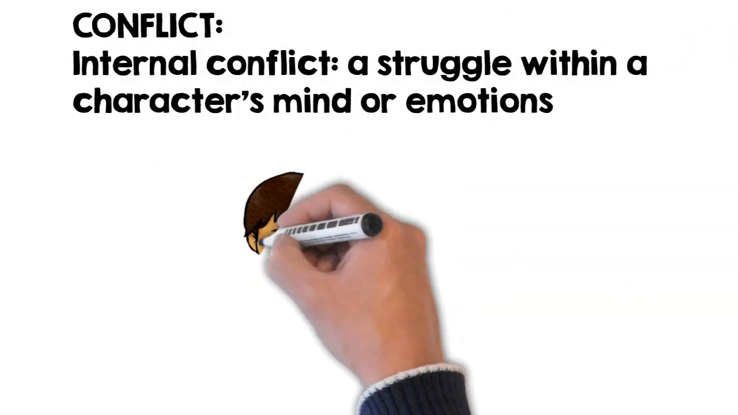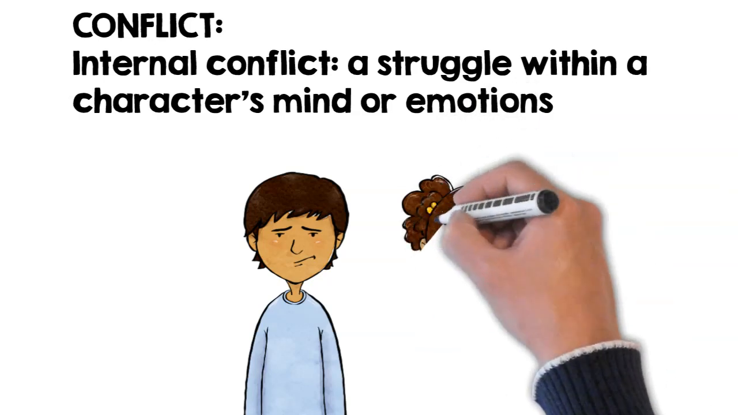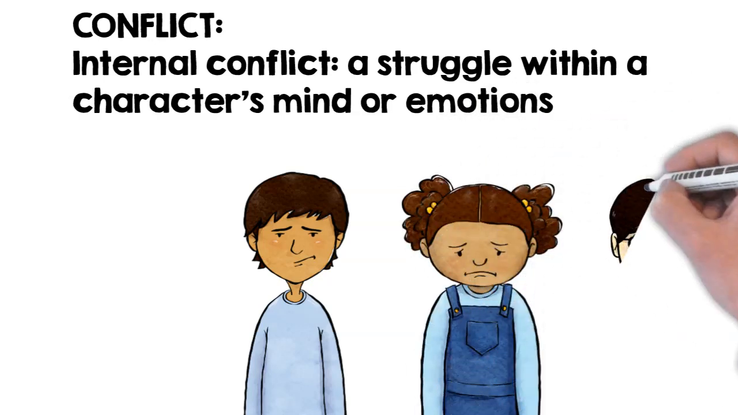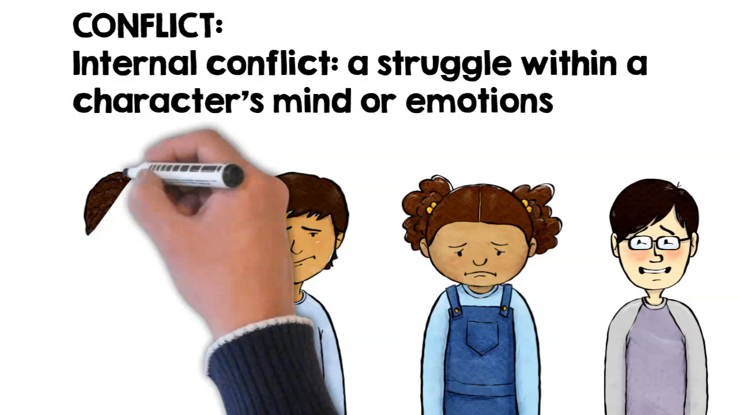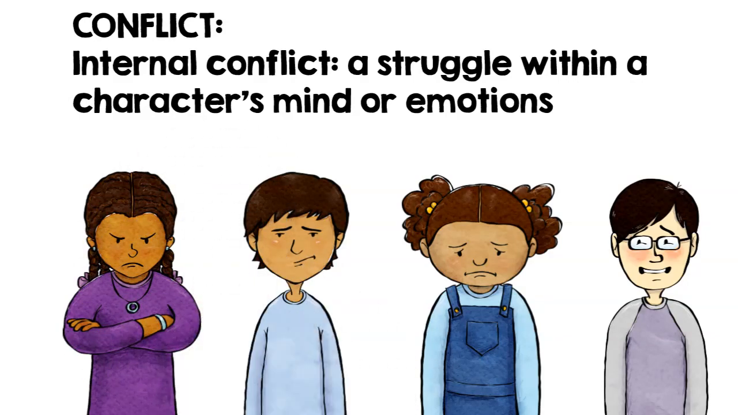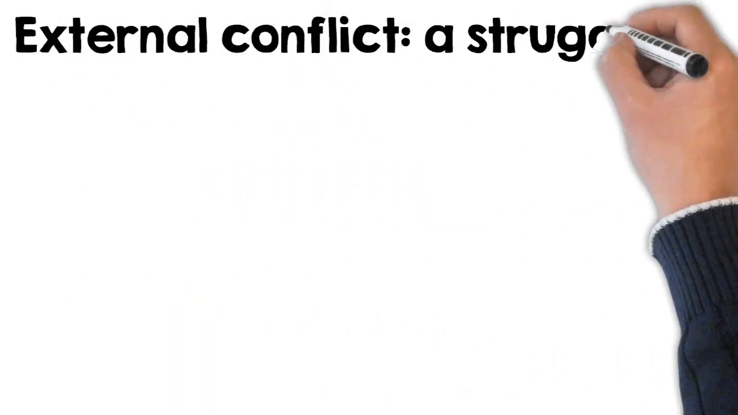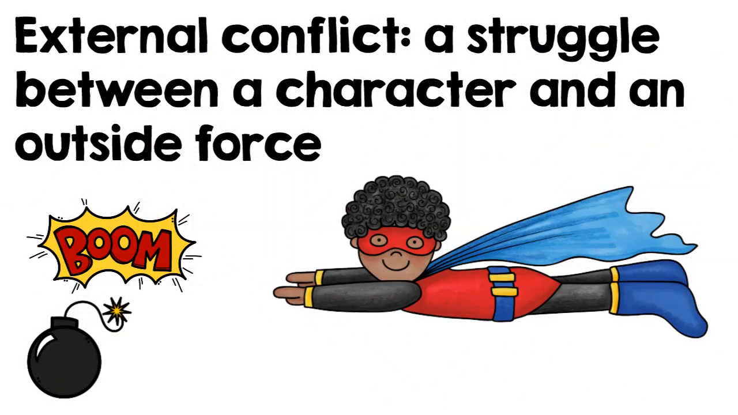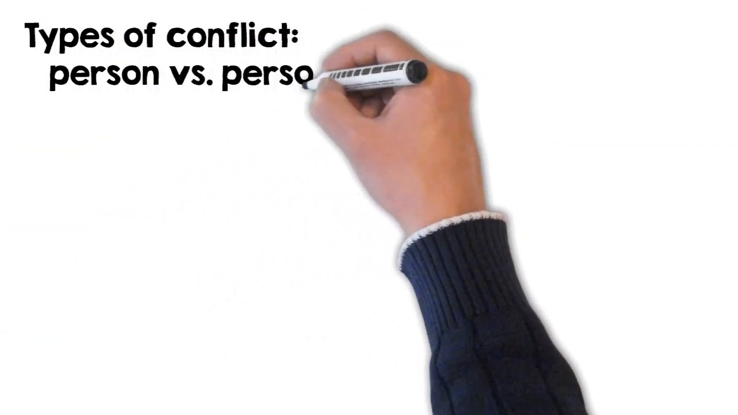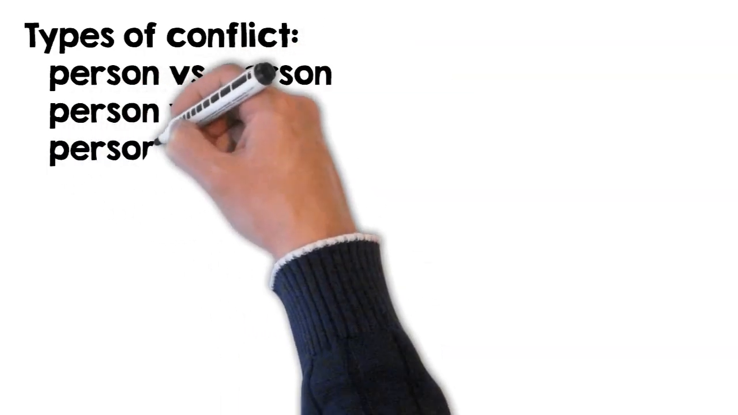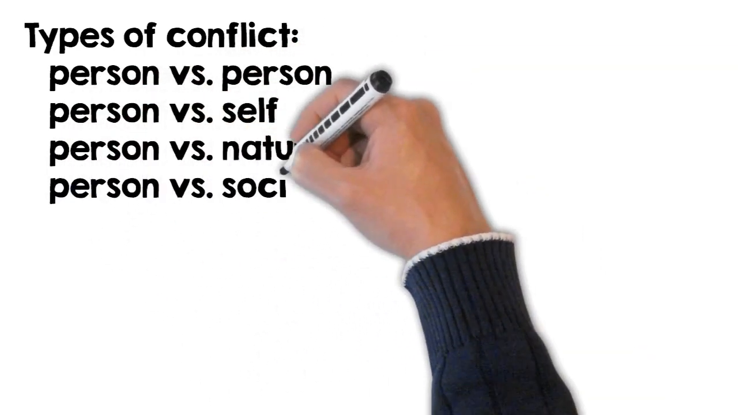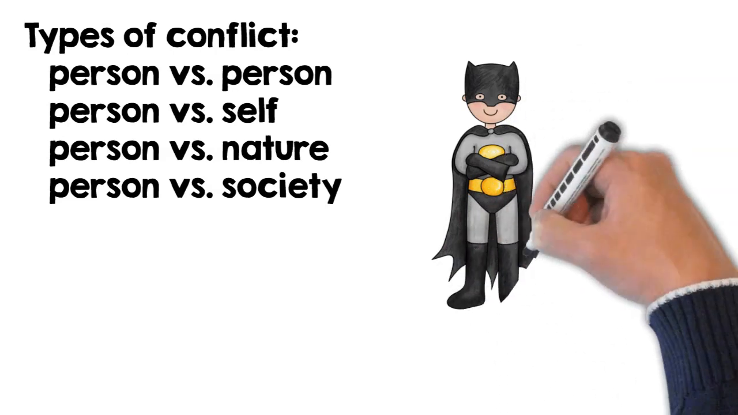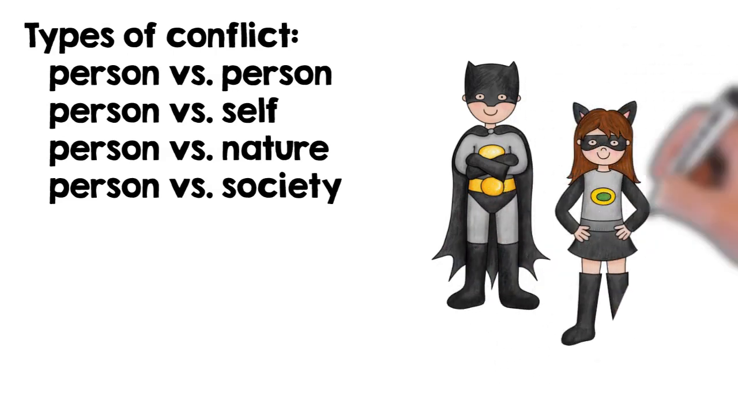Types of conflict is another aspect of stories that writers like to compare and contrast. Writers can compare internal conflict, a struggle within a character's mind or emotions, external conflict, a struggle between a character and an outside force. Here are some other types of conflict. Person versus person. Person versus self. Person versus nature. Person versus society.